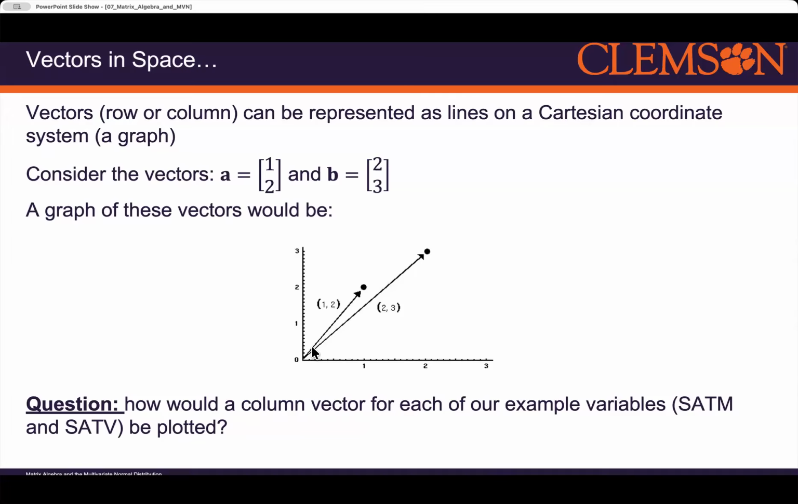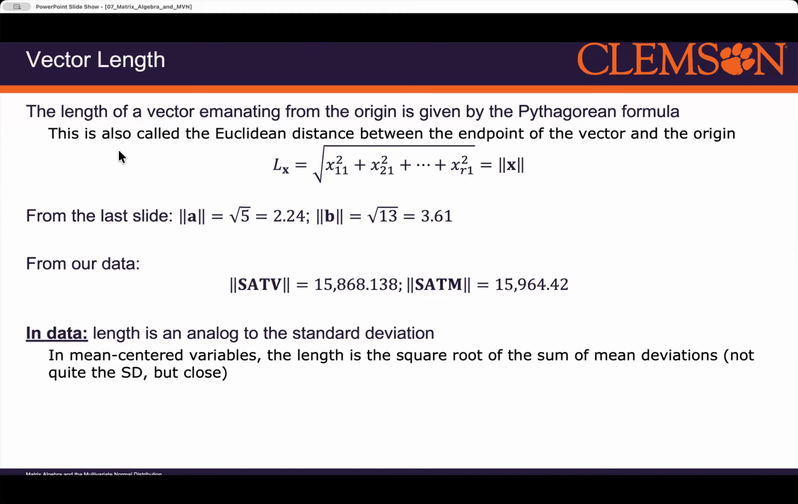Because if you think about this line, since it starts at the origin, if we were to go up either the first dimension or the second dimension and just make a triangle out of it, that line would represent the hypotenuse. And we know how to calculate that line based on the Pythagorean theorem. Right? So basically, if we took the square root of the sum of the squared distances, we get that length. This is actually called a very specific distance. This is called the Euclidean distance.